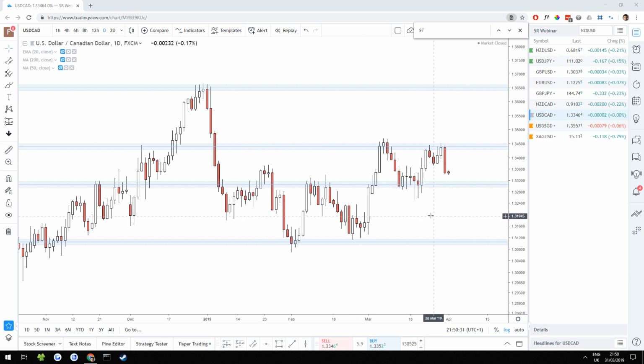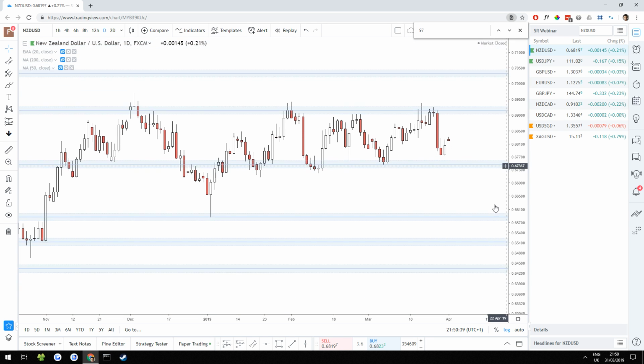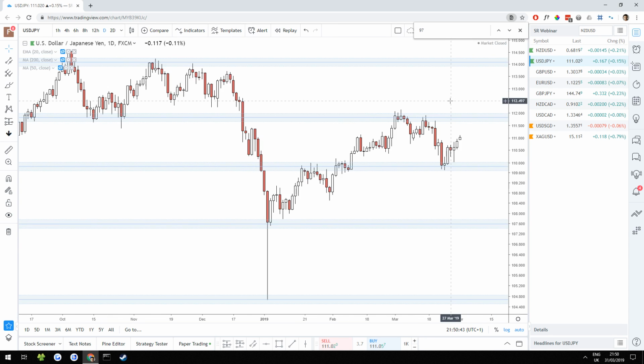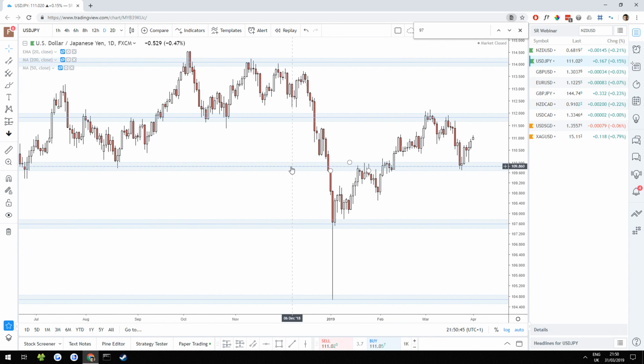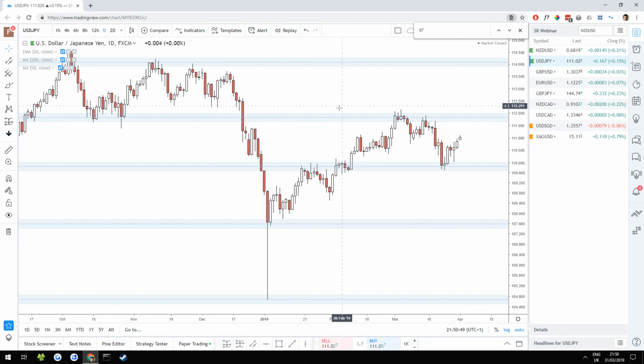Now, one thing with support resistance, which I actually have failed to mention, which I should have mentioned, is when a support area is broken, it's not removed from your chart, or when a resistance area is broken, it's not removed from your chart. It stays there. Now, here is a good example here on USDJPY. When a support resistance area is broken, it stays there.